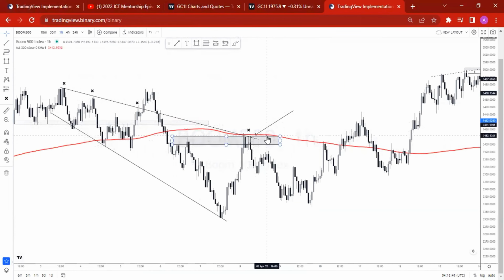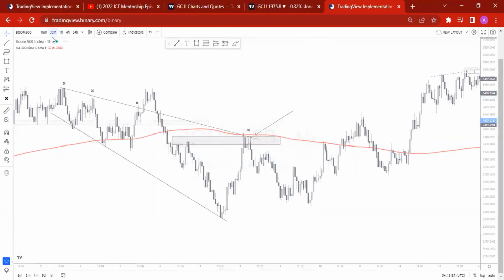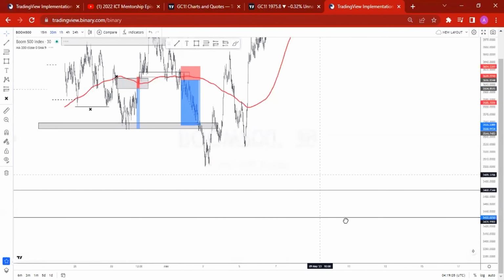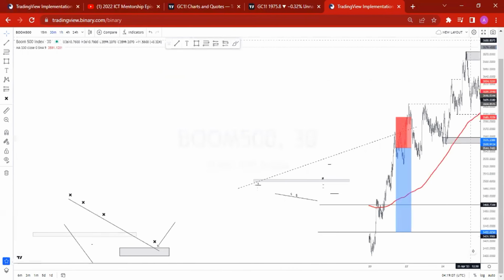But then when do I enter? Do I just jump into the market? No. At this point, at this bridge, is where candlestick patterns come into play. Usually I'll go down to my M30. Remember, I told you I use my M30 and my H1 for what? For entries. So I'm going to go down to my M30 and see if I'm going to see an entry opportunity there.